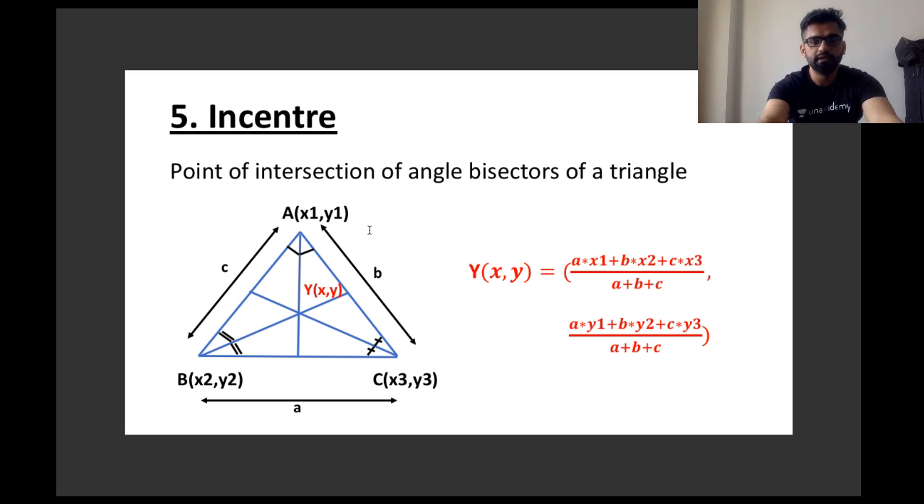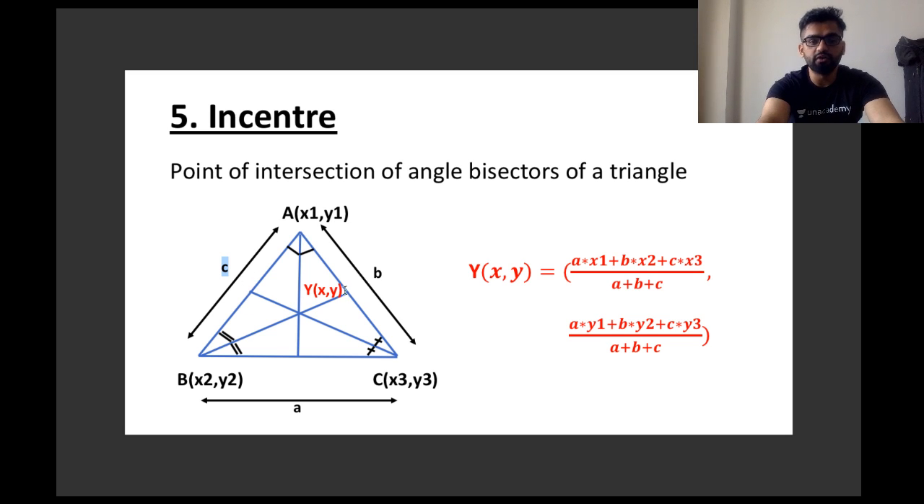Coordinates of incenter can be found out by using this formula, which is a into x1. What is a? What is b? What is c? Let's find out. So capital A is a vertex of the triangle. The small a is the length of the opposite side. Capital B is a vertex of the triangle. The small b is the length of the side opposite to vertex B. Small c is the length of the side opposite to vertex C.